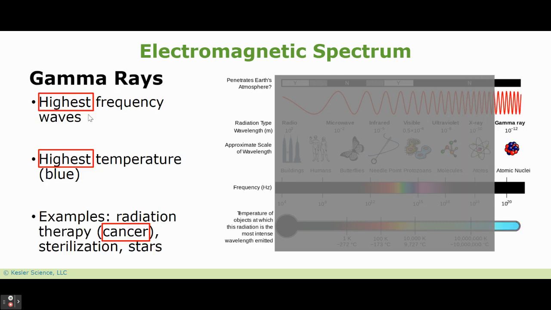And then lastly, we have gamma rays, which have the highest frequency, and they have the highest temperature. An example is radiation therapy. This is what they use for people that have cancer. They get radiation. This can also be used for sterilizing things, and this is also in stars.